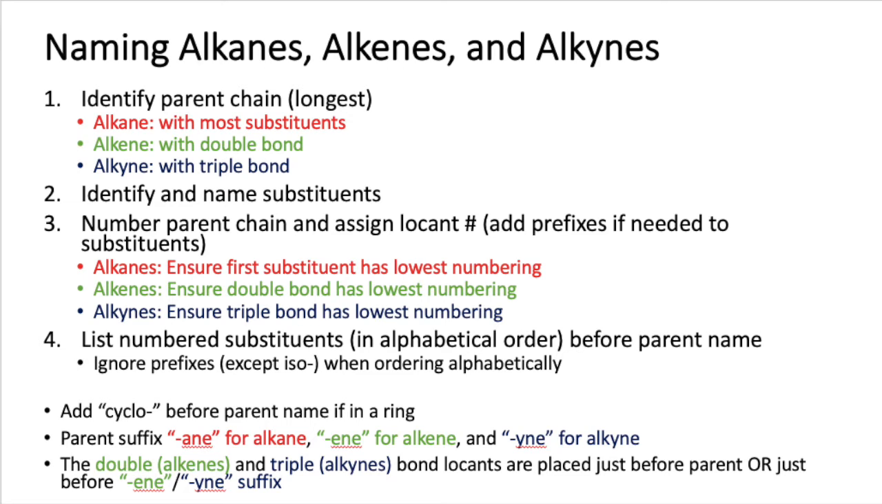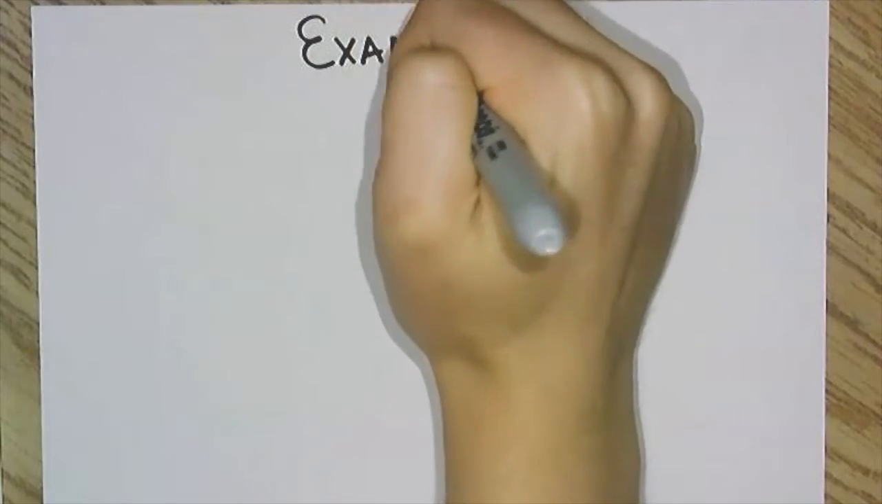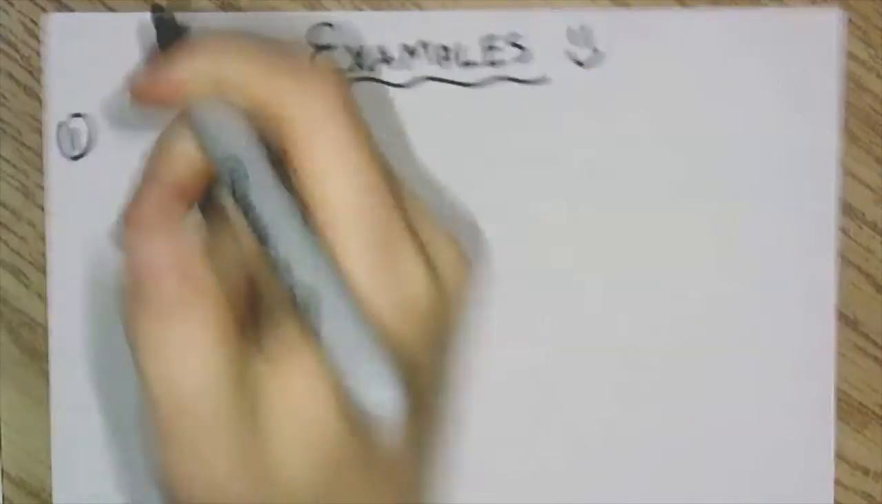Okay, and now we are going to go over 3 quick examples. The first one being an alkane, the second an alkene, the third an alkyne. These examples are not narrated, so feel free to hit pause and write down the example and try it on your own before checking the work.